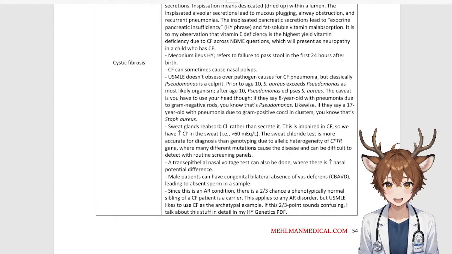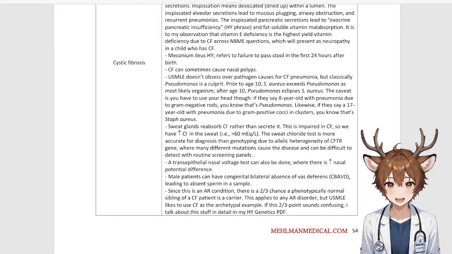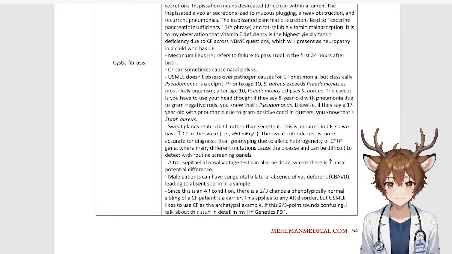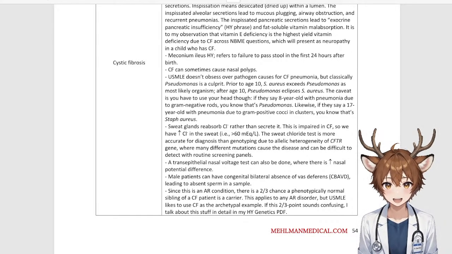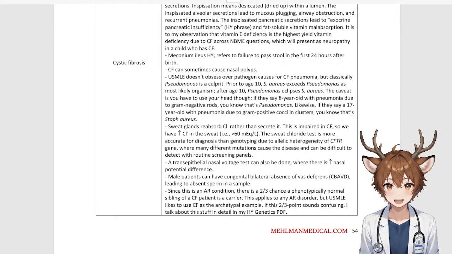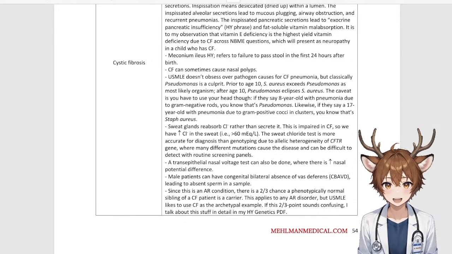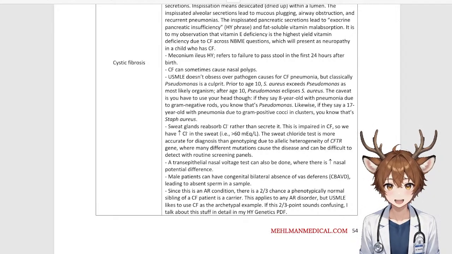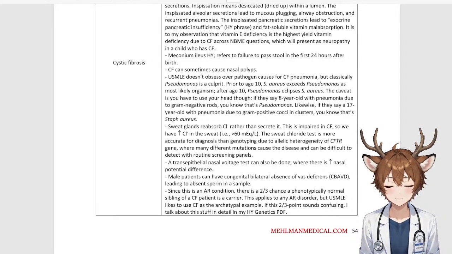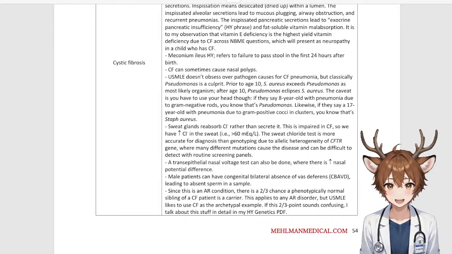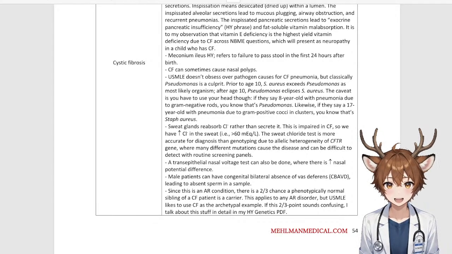USMLE doesn't obsess over pathogen causes for CF pneumonia, but classically Pseudomonas is a culprit. Prior to the age of 10, Staph aureus succeeds Pseudomonas as the most likely organism. After the age of 10, Pseudomonas eclipses Staph aureus. The caveat is that if you use your head, though, as they say an 8-year-old with a pneumonia due to gram-negative rods, you know that it's Pseudomonas. Likewise, if they say a 17-year-old with pneumonia due to gram-positive cocci in clusters, you know that it's Staph aureus.